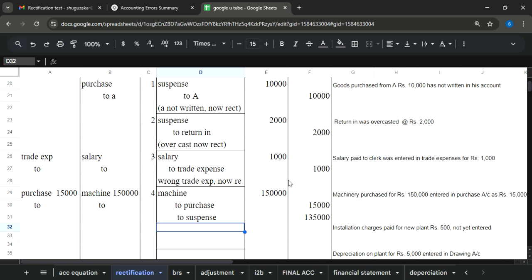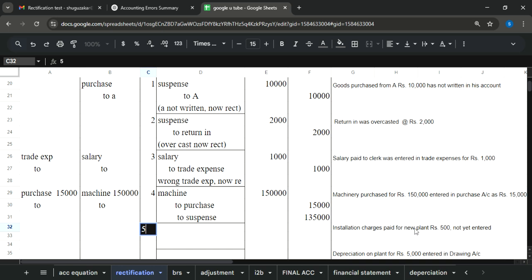There were two mistakes regarding entry. Mistake number 1 was regarding the account, and mistake number 2 was regarding amount. So this 135,000 is to rectify the mistake regarding amount. So guys, in this way 4 entries are completed. Now we will see the 5th entry.